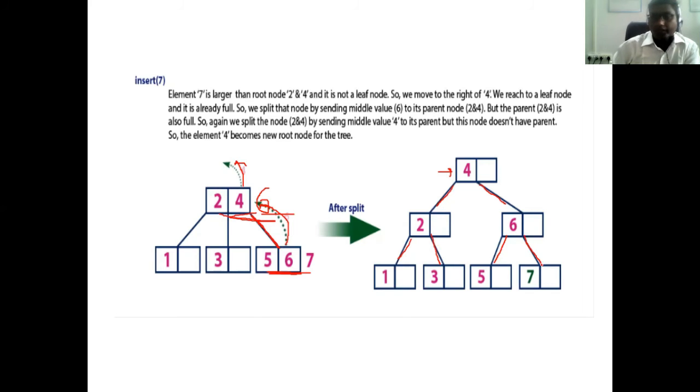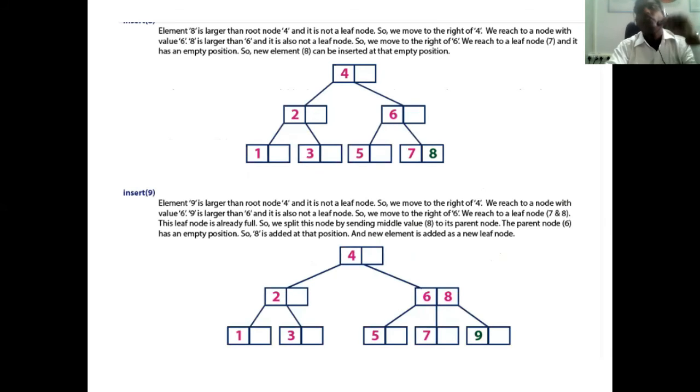After that, in step number 8, we are going to insert 8. Compare with 4: 8 is greater than 4, so we move to the right child. It is greater than 6 as well, so we move here. 7 is already present over here, so we insert 8. Now the next element is 9. Compare with 4: it is greater, then move to 6. It is greater than 6 as well, then move to 8. Here we are inserting 9.